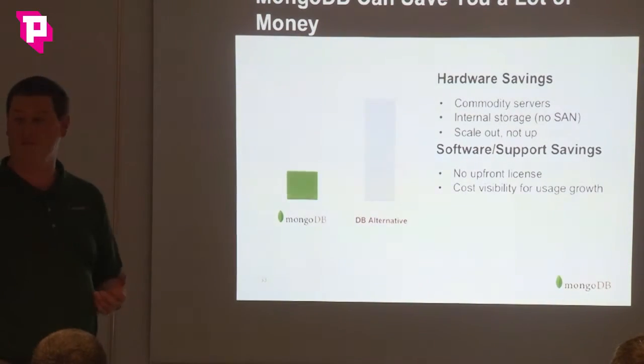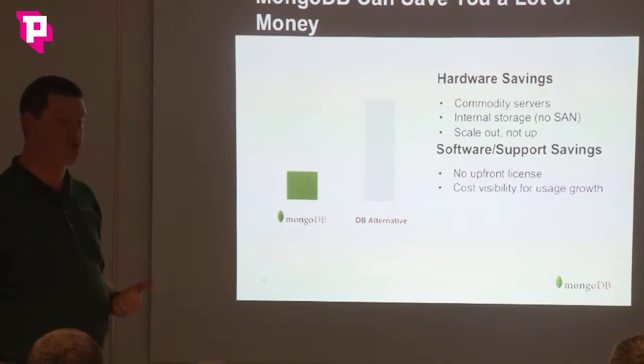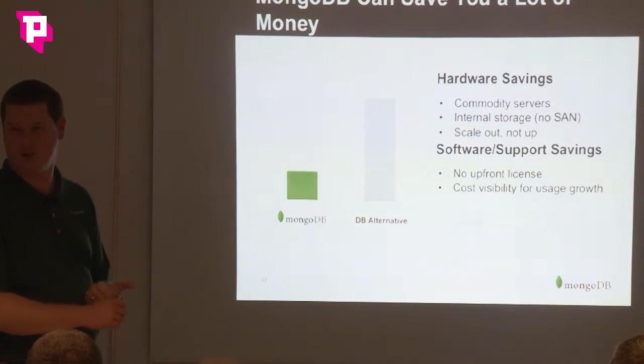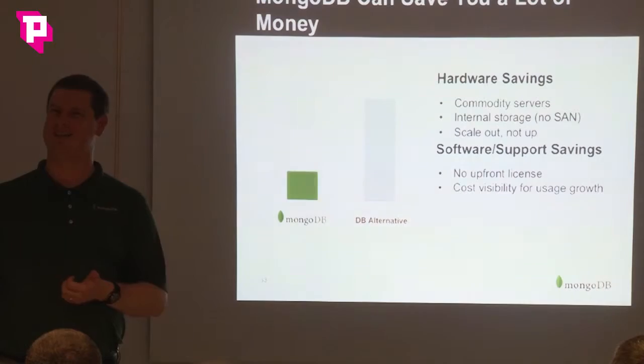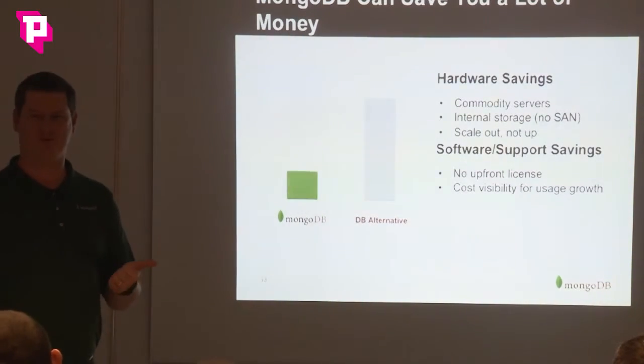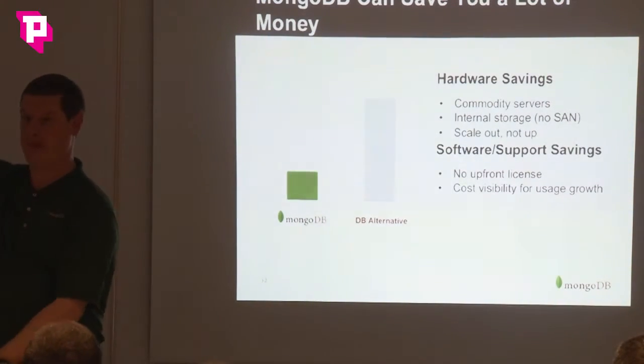So MongoDB can save you a lot of money. Well, the commodity servers, there's no need to buy big iron, as they call it. You think it's a coincidence that Oracle bought Sun? People say it was for Java. Big machine.